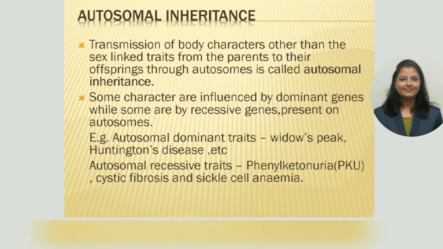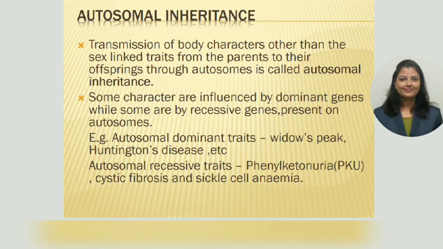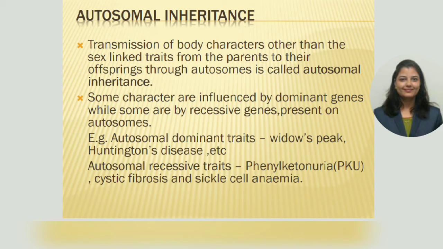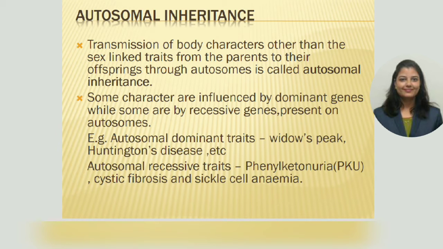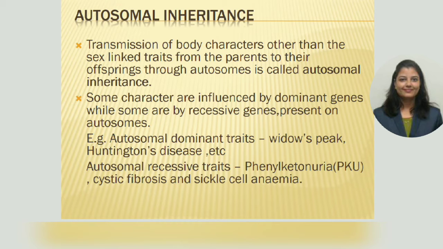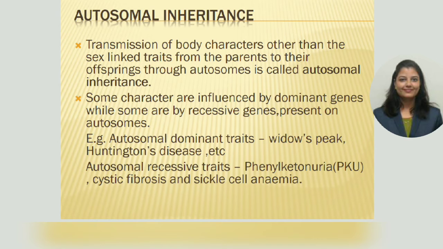Then our next topic is autosomal inheritance. The transmission of body characters other than the sex-linked traits from the parents to their offspring through autosomes is called autosomal inheritance. Some characters are influenced by dominant genes, while some are influenced by recessive genes present on the autosomes. Examples of autosomal dominant traits are widow's peak and Huntington's disease, and autosomal recessive traits are phenylketonuria, cystic fibrosis and sickle cell anemia. These are the examples of autosomal dominant traits, and these are the examples of autosomal recessive traits.